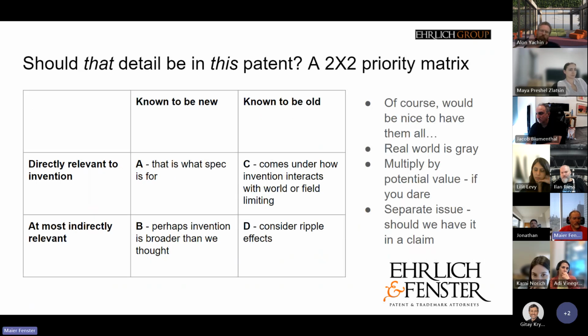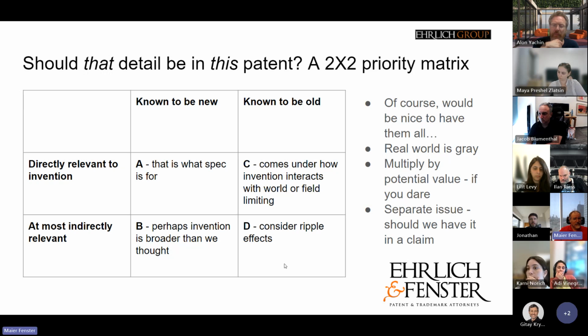So I made a 2x2, which doesn't tell you yes, no, but perhaps it tells you what's more important and what is less important. So any detail we know that's new and it's directly relevant to the invention should be inside, because that's what the spec is for. Anything that is known to be old and is only indirectly relevant, that's a low priority. But you need to think about these ripple effects, because they can change that.